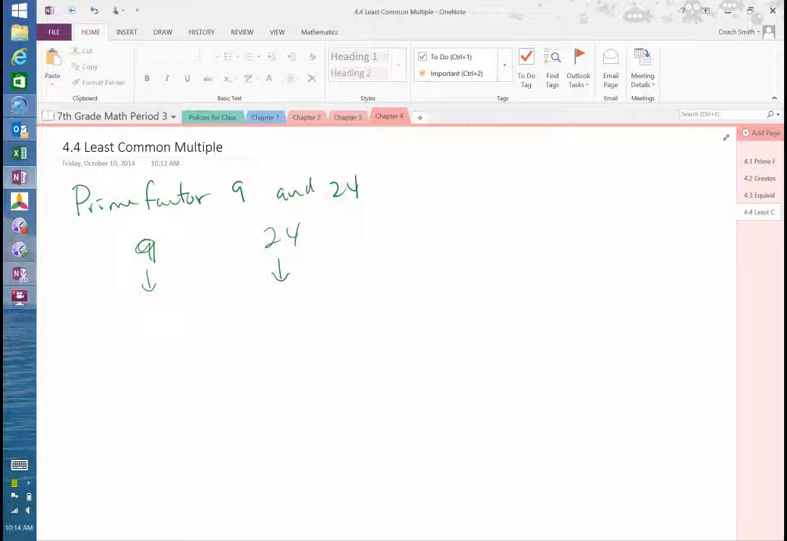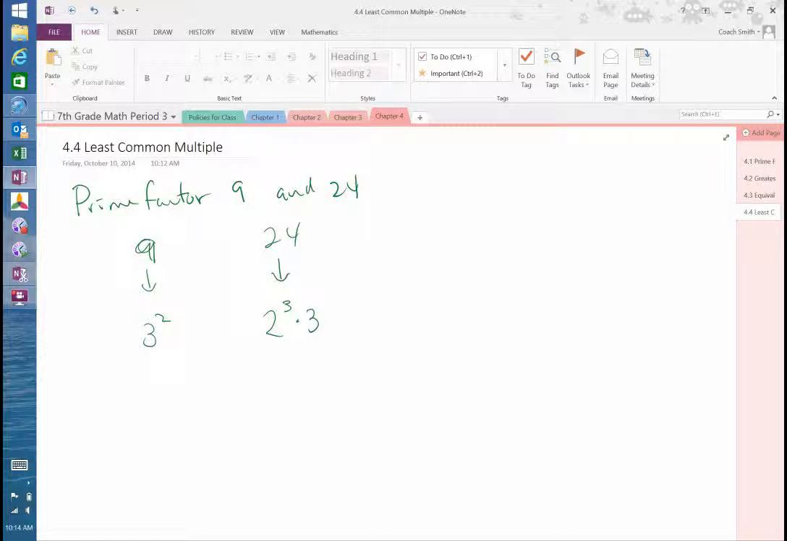All right, Emma, what's the prime factorization of 9? 3 to the second power. Correct. Okay, what's the prime factorization of 24, Nikki? You got it yet? 2 to the third times 3. Yeah, 2 to the third times 3.